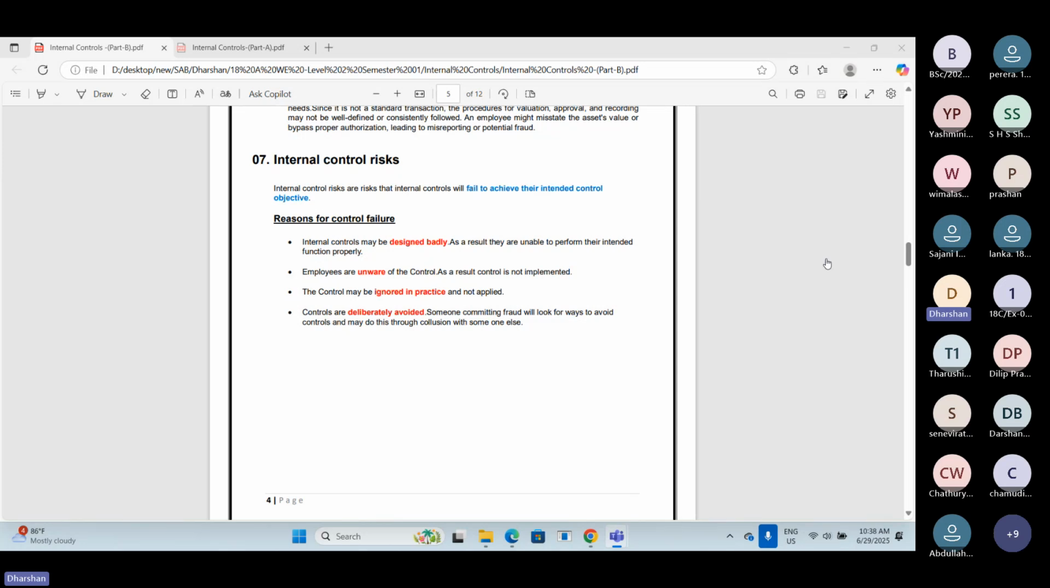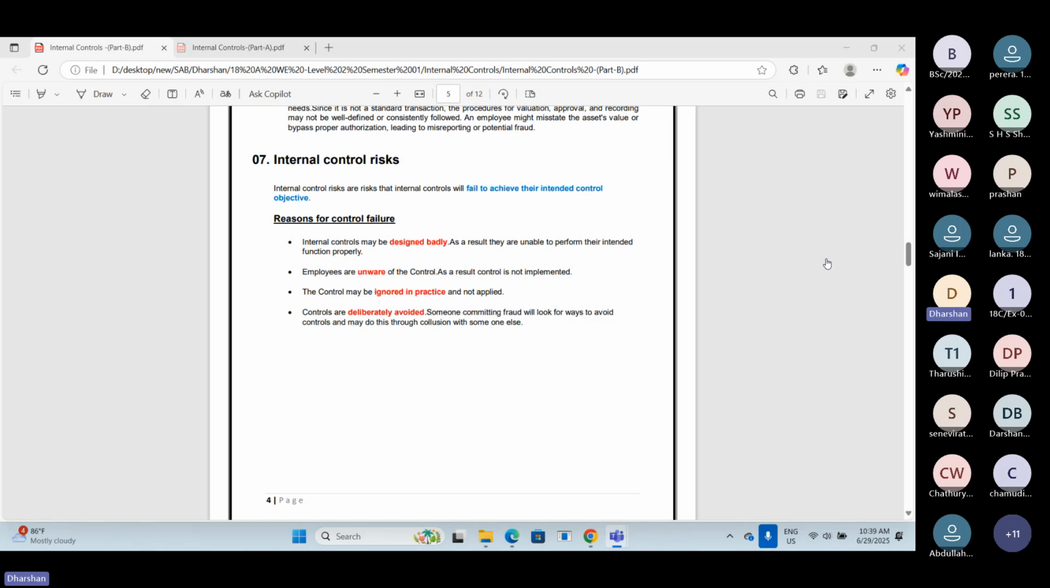So that general explanation you can apply to the internal control risk topic. Internal control risk is that internal controls will fail to achieve their intended control objective. Why do internal controls fail to achieve their intended objective? Those reasons I have given below: reasons for control failure, those barriers and factors.